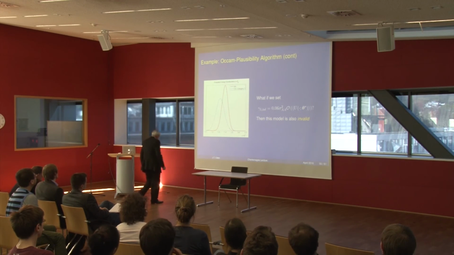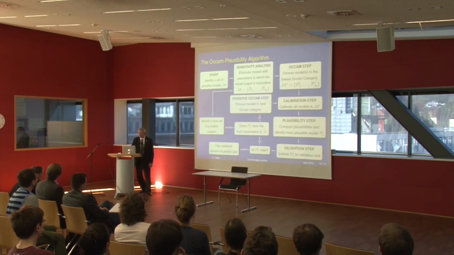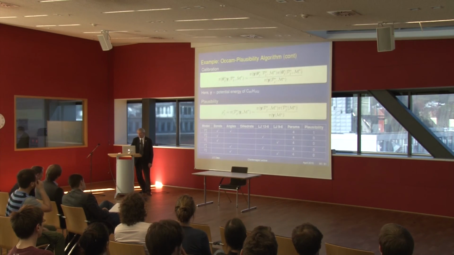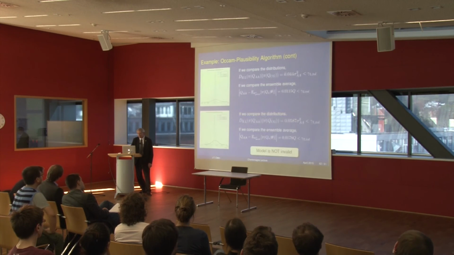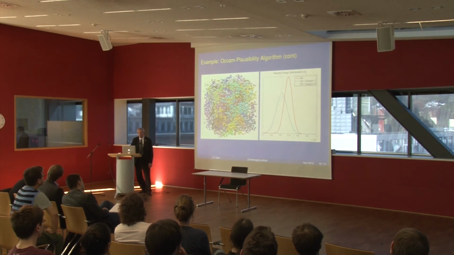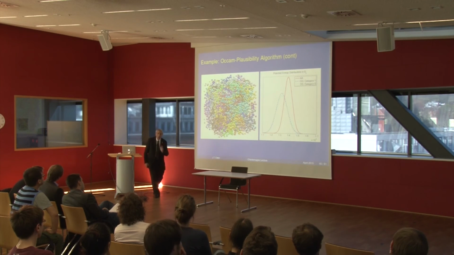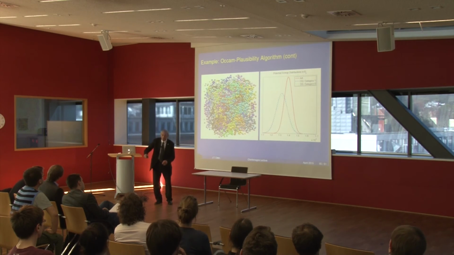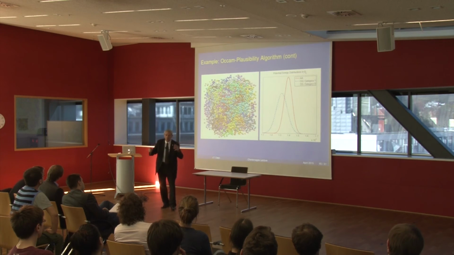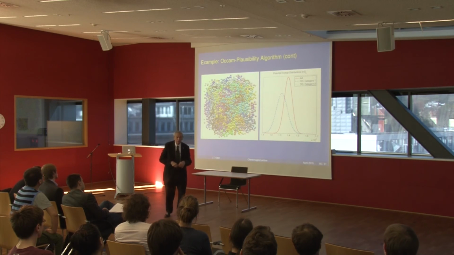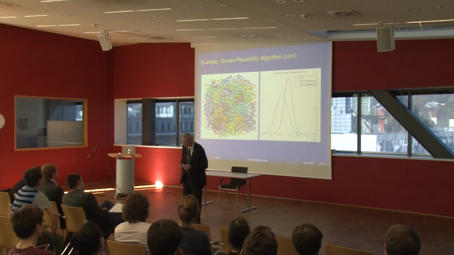Then this model is invalid. I discard the model. I go through the Occam calculation again, plausibility calculation again, and finally I come up with a model that's valid. If all of the models are invalid, you have to go all the way back to the model classes and pick a more sophisticated collection of model classes.